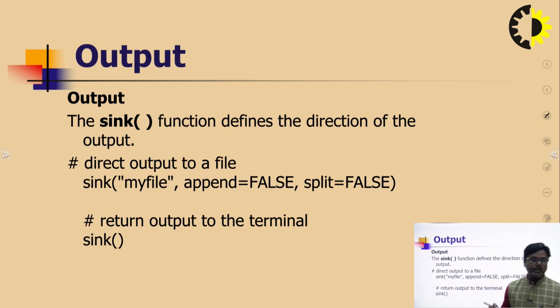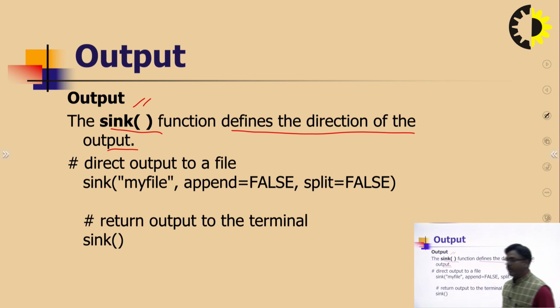And similarly, if you want to get the output from that source code into our program, we simply use the function called sink. This defines the direction of the output, meaning where your output will be generated. It will be either in your current session console window or in a particular file with certain attributes. Those attributes include, if you are sending your output to a file, whether that file is overwritten or appended, or split.